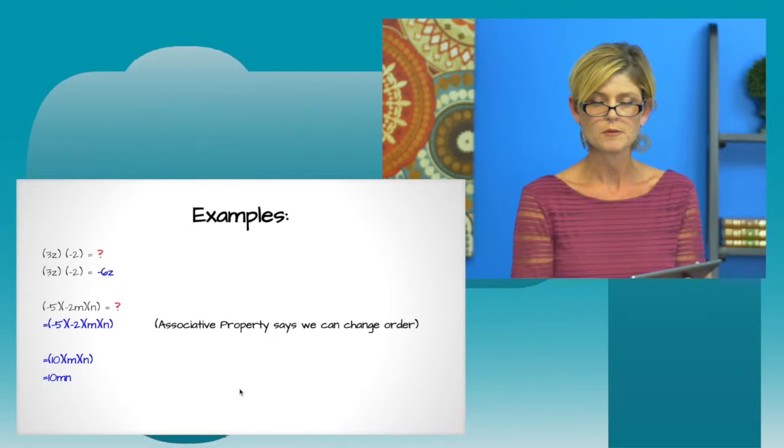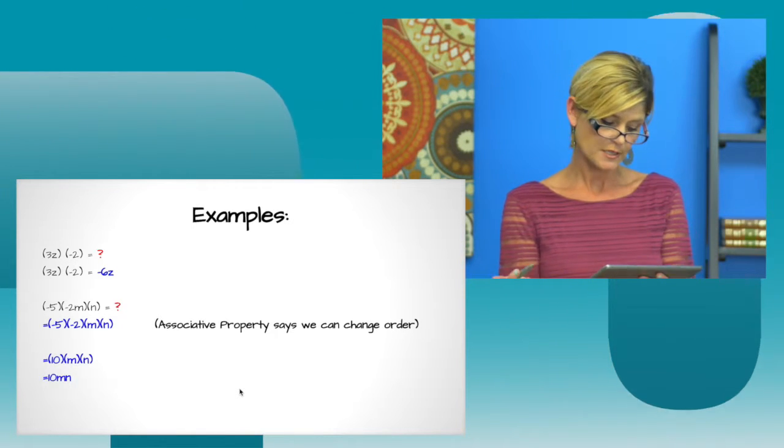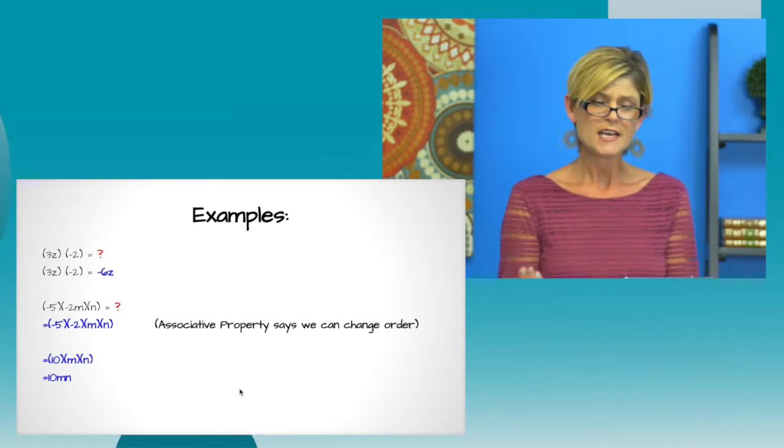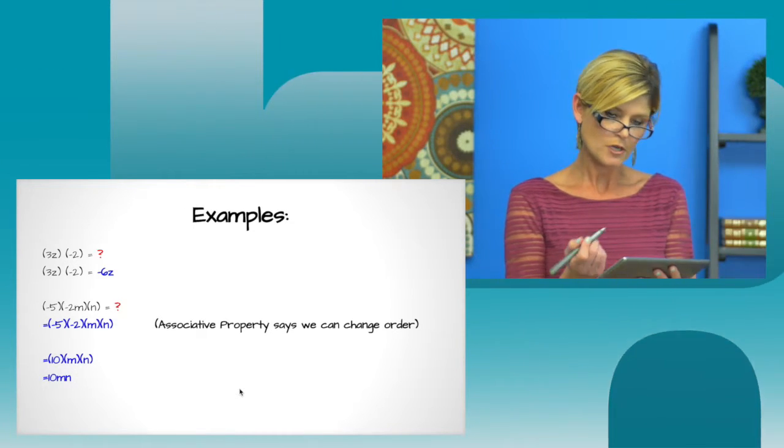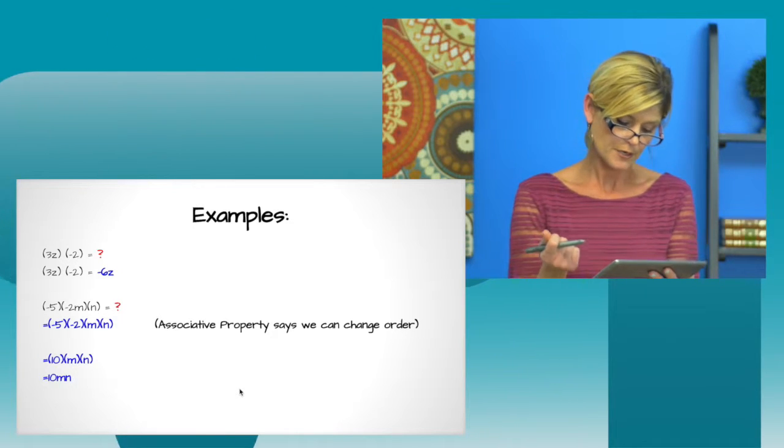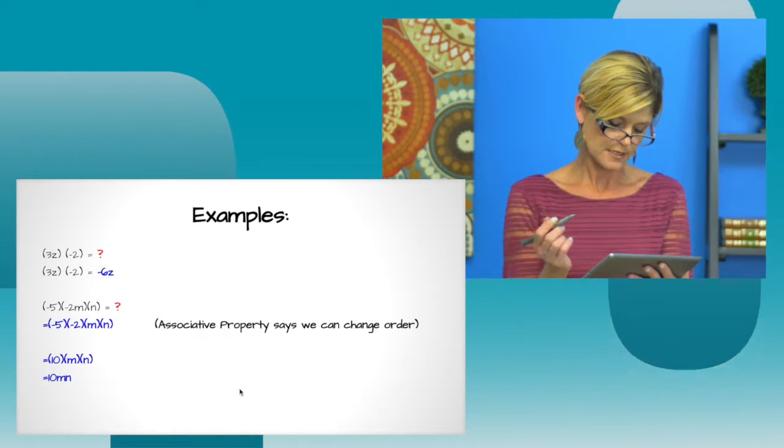I've given you a couple problems that have variables included in them. And the first one's actually pretty simple. 3z times negative 2, all you need to do is multiply what you've got there, and you get a negative 6z.